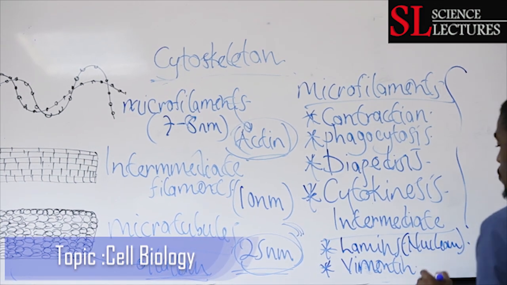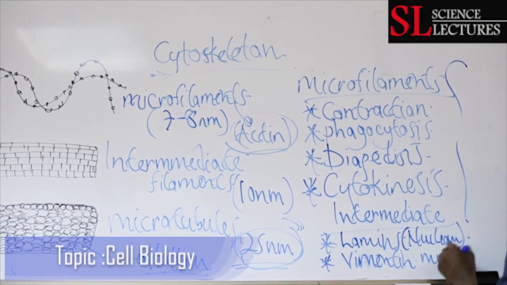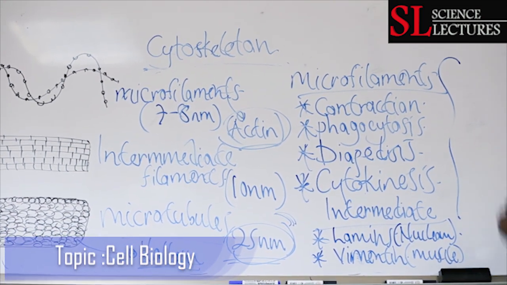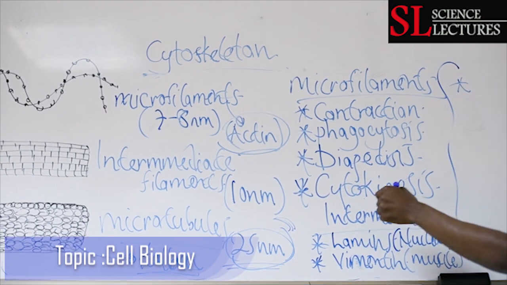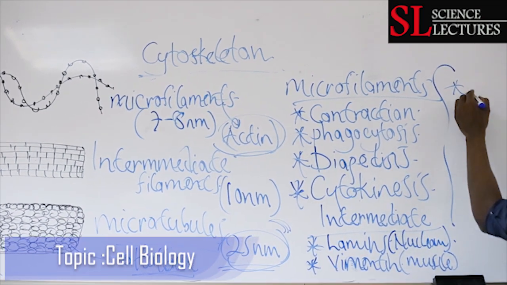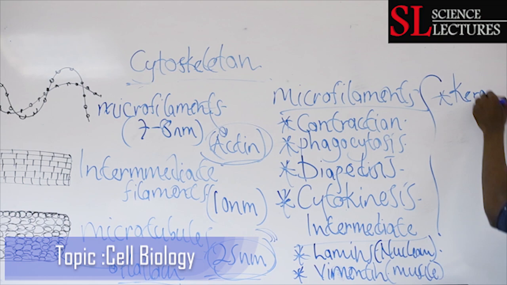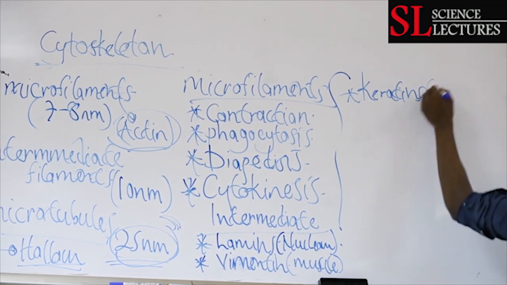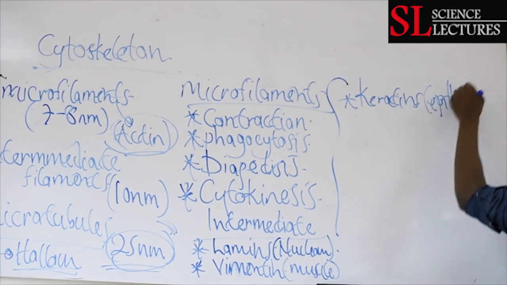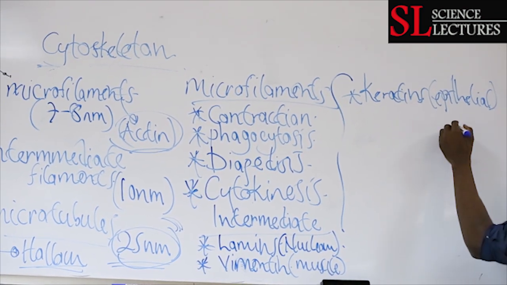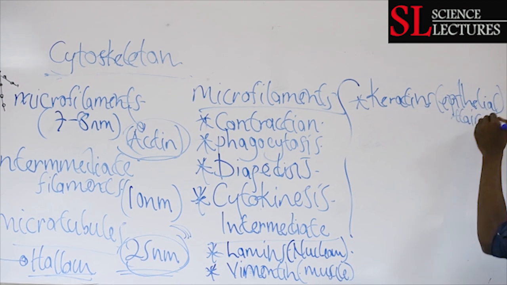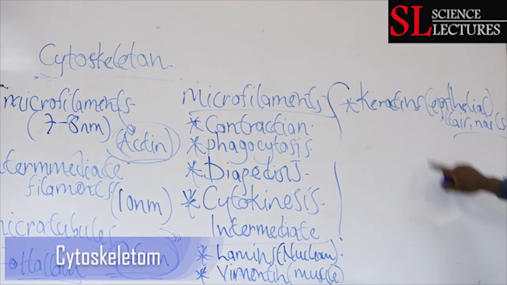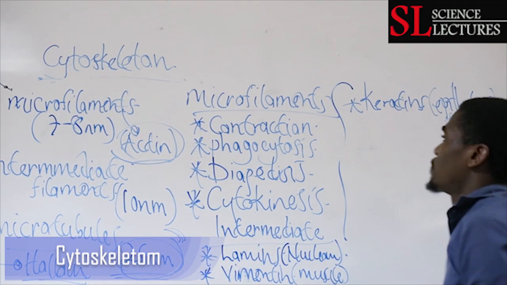Vimentins. These ones are found in the muscle cells, so they are supporting the muscle cells. Then, intermediate filaments still, importantly, we have the keratin. So keratins are found in the epithelial lining of our skin, and they are also found in hair structures like nails. So they support the epithelial tissue, the keratins, a type of intermediate filament.